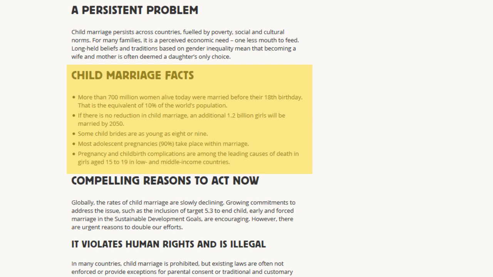More than 30% of today's women were married before their 18th birthday. If there is no reduction in child marriage, an additional 1.2 billion girls will be married by 2050. Some child brides are as young as 8 or 9. Most adolescent pregnancies, 90%, take place within marriage. Pregnancy and childbirth complications are among the leading causes of death in girls aged 15 to 19 in low and middle income countries. So we get some facts that are introduced to inform readers, but perhaps also to convince us to share the viewpoint that, again, this is a serious issue that requires intervention.